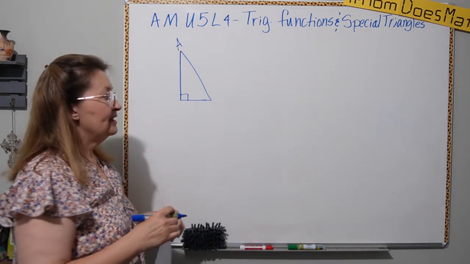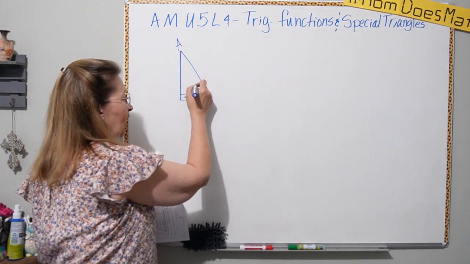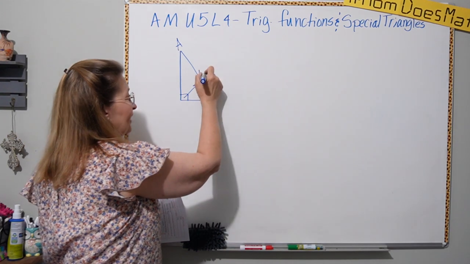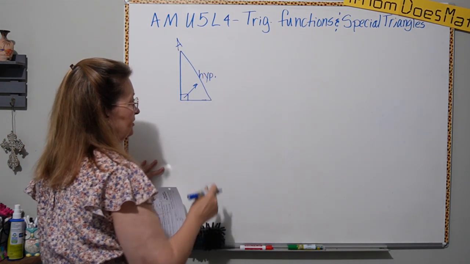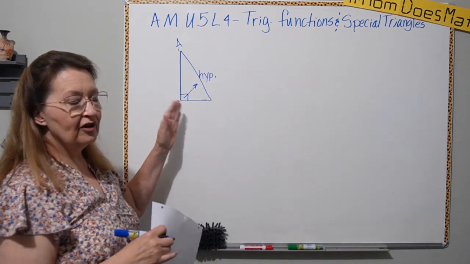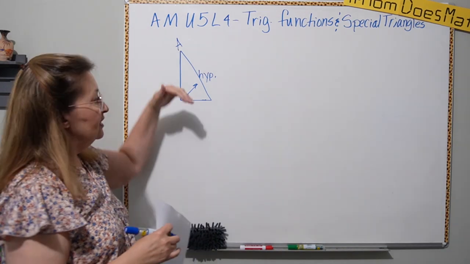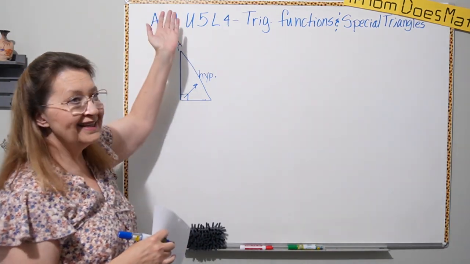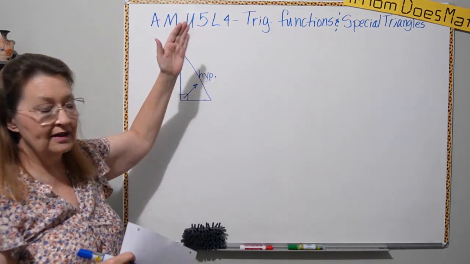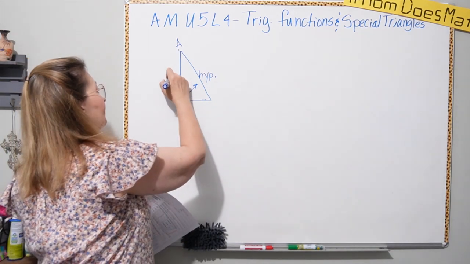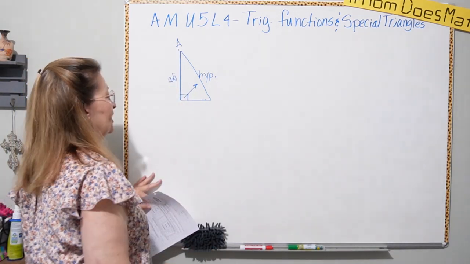Well, remember this, the side that's opposite of your right angle is your hypotenuse. So go ahead and pick it out first and label it. Now, since this side is your hypotenuse, it cannot be your side adjacent. You only have one side left that could be your side adjacent.